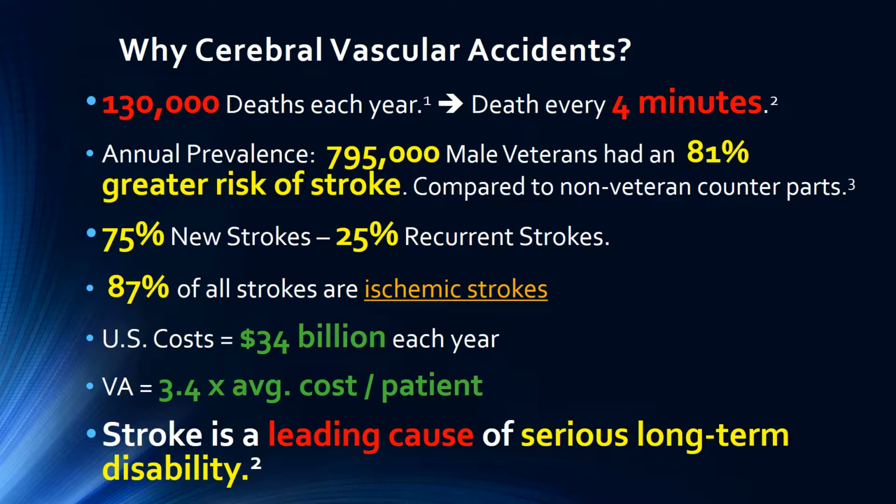87% of the strokes are ischemic strokes. The case study today will focus on ischemic strokes. The U.S. costs are close to $34 billion each year. At the VA alone, for each patient that presents with a CVA, the cost is 3.4 times that of the average patient. And finally, stroke is the leading cause of serious long-term disability within the American public.